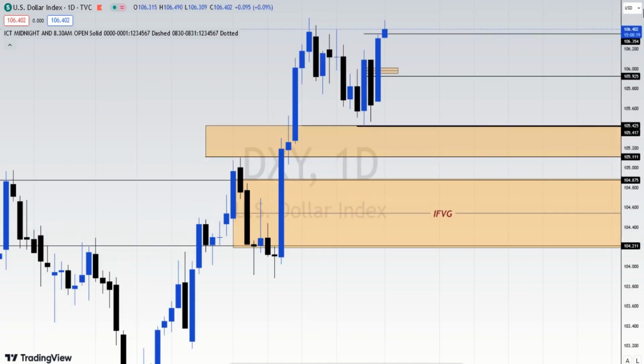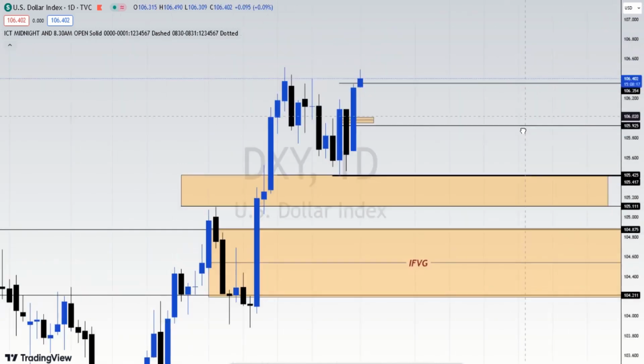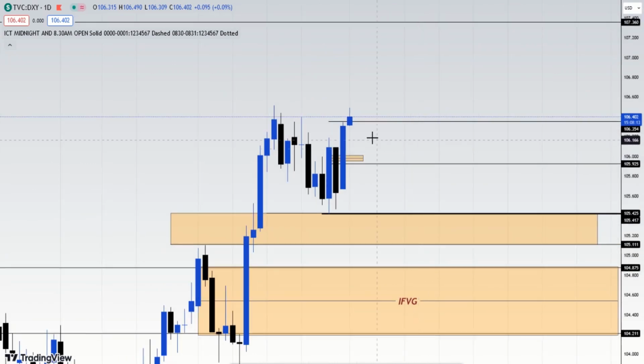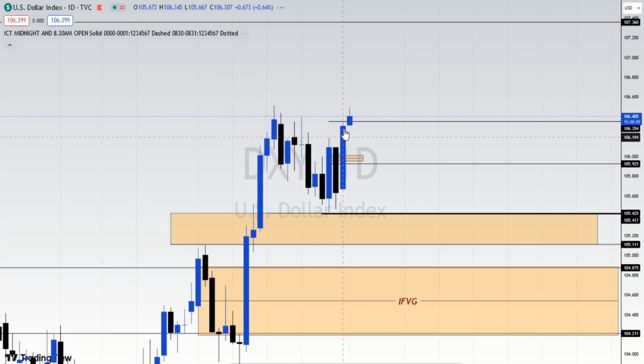So let me just expand, and let's just focus on what is happening right here. We can see the price delivery of yesterday. We close above, indicating that today also we are closing above here. But before we close above here, we have to drop below. And this coming below is what we call the Judas swing. That is a false movement.